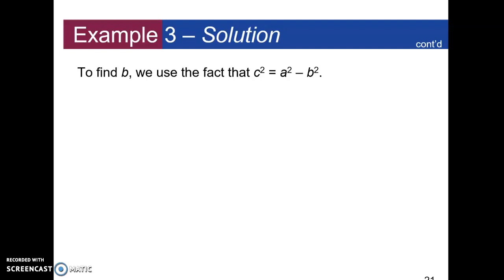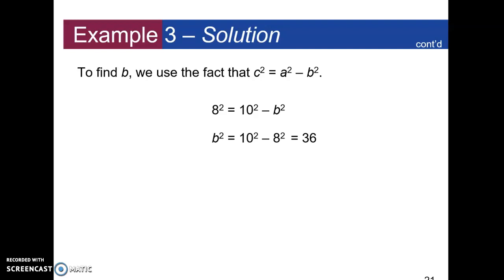Then I can use my C squared equals A squared minus B squared to help me find the value of B. A lot of textbooks call the vertices on the minor axis covertices. So I can take C squared, which is 8 squared, equals A squared, which now I know A is 10, so that'd be 10 squared, minus B squared. So I've got 64 is equal to 100 minus B squared. Well, B squared must be 36 because 100 minus 36 is 64. So now I've got everything I need to write my equation.